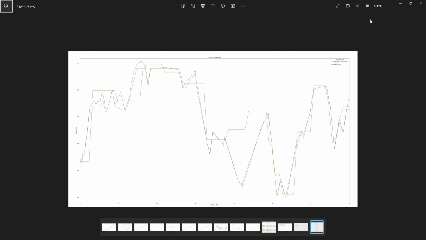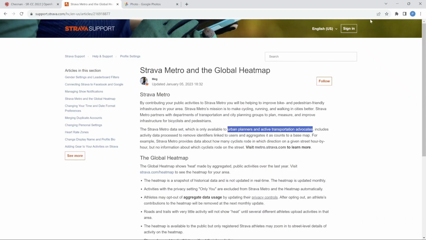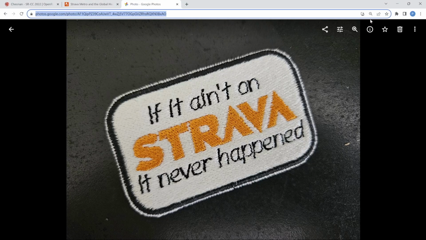As an aside, activities on Strava are used to feed into their Strava Metro product. This product is used by urban planners and active transportation advocates for bicycle advocacy. All I can say is to keep riding, and as they say, if it ain't on Strava, it never happened.